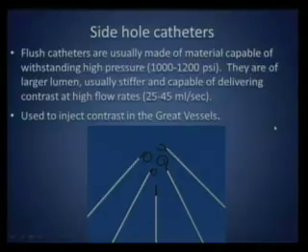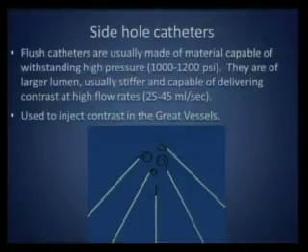Side hole catheters. All those catheters only had one hole in the distal tip, okay? But there are catheters, apical catheters, which have side holes. Why are these? These are known as flush catheters because you can do high pressure. You can do 1000 to 1200 psi. Before you use a catheter, know the maximum psi on that catheter. You don't want to burst the catheter.